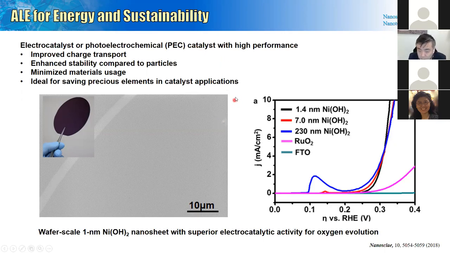So here, the nanosheet is essentially a couple of nanometers in thickness, and it can remain stable once applied to the surface. Meanwhile, it can minimize the amount of material involved in the catalyst development, and it shows all the nice features that can be enabled by nanomaterials.